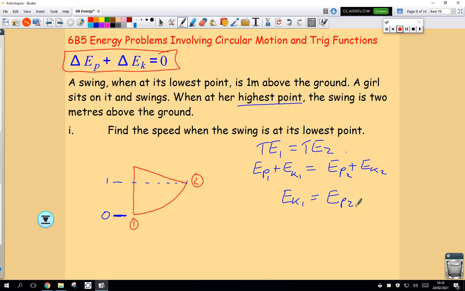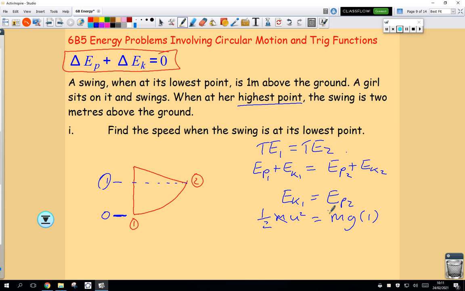So as the girl swings from position 1 to position 2, all of her energy is transferred from being kinetic energy into potential energy. So we have a half m times her initial velocity squared at this first position will equal mg, potential energy, times the height at this second position, which we're going to just call 1. We could, of course, call it 2, and then we would have to introduce the potential energy over here.